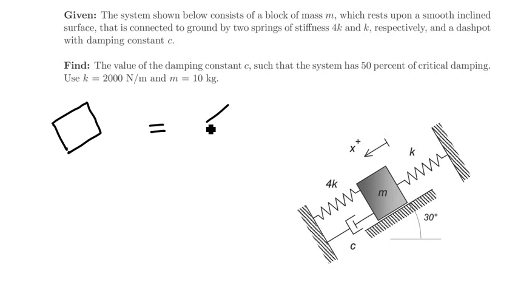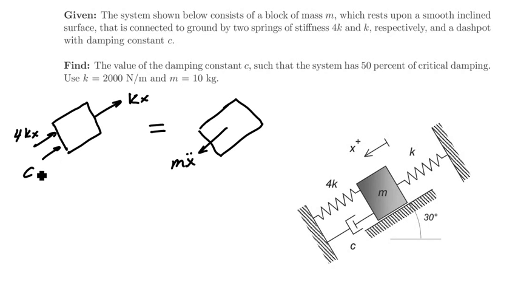And in fact, to be honest with you, most of the complexity of all of these problems is in drawing this free body diagram and correctly constructing the equation of motion. In this case, we're told x is positive down the slope, and so I'll note that my mass times acceleration will be positive in that direction. And then I'll note that if x is displacing positive downwards, I'll have an opposing spring force of magnitude kx, an opposing spring force of magnitude 4kx, and an opposing dashpot force of magnitude c x dot.